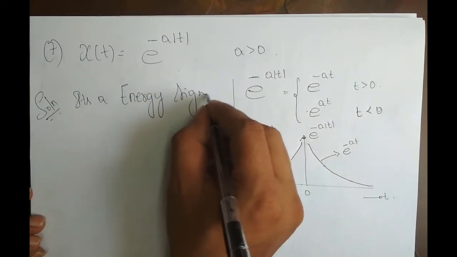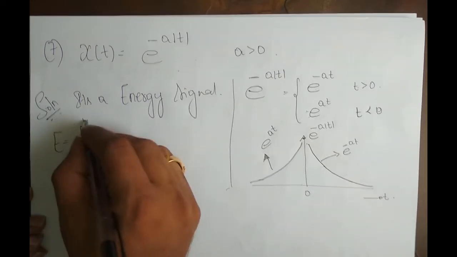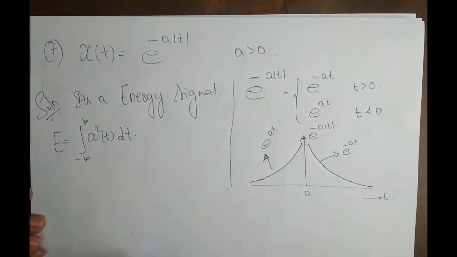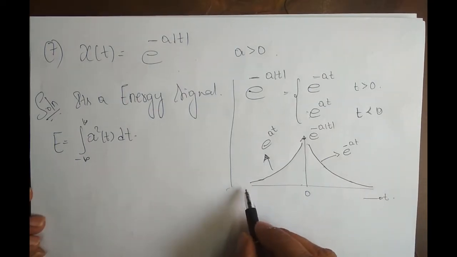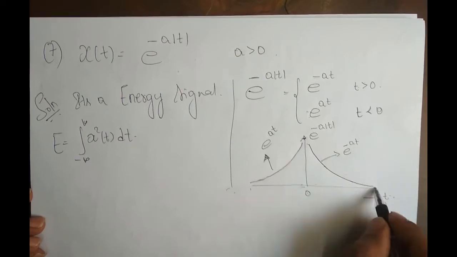It's an energy signal. Now how do we find energy? E is equal to what? Integrating from minus infinity to infinity x square of t dt, right? Now what I'll do, I'll split the integration from minus infinity to 0 for one part of the signal and 0 to infinity for the other part of the signal.